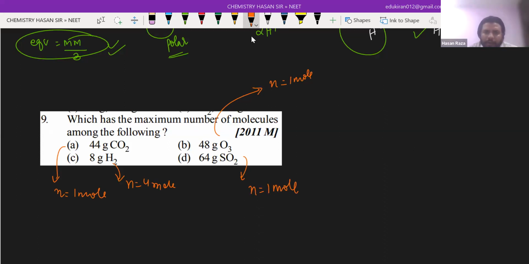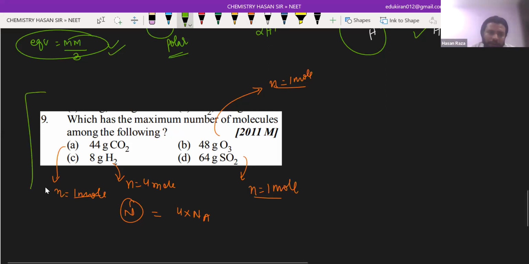Very good. So you know the basics of this, and you know if you calculate the number of molecules, it will be 4 into n, and all the others will be 1 into n. So this will have the same number of molecules. B, A, B, D, C.